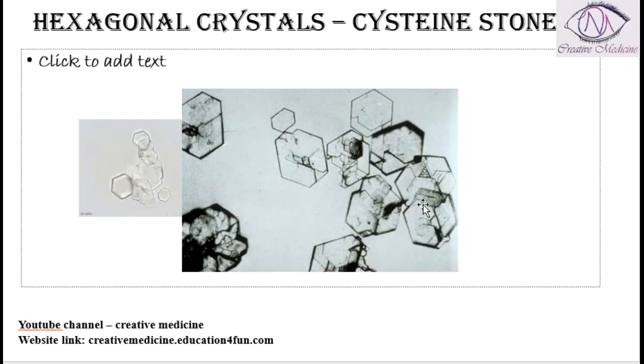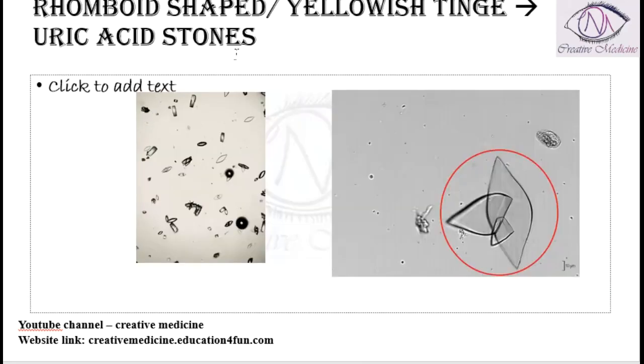Hexagonal crystals. These hexagonal crystals are mainly seen in cysteine stones. In cysteine stones, we see hexagonal crystals. Rhomboid shaped crystals are yellowish tinge crystals. These rhomboid shaped crystals or yellowish tinge crystals are seen in uric acid stones. So these are the different types of crystals which are seen.